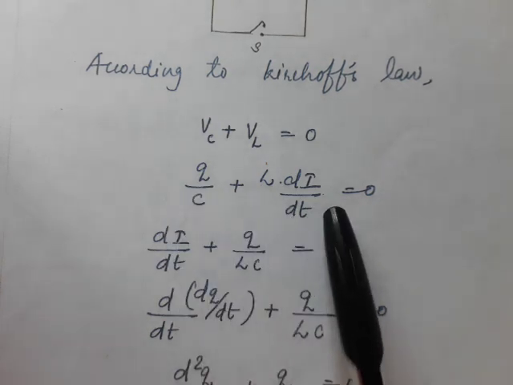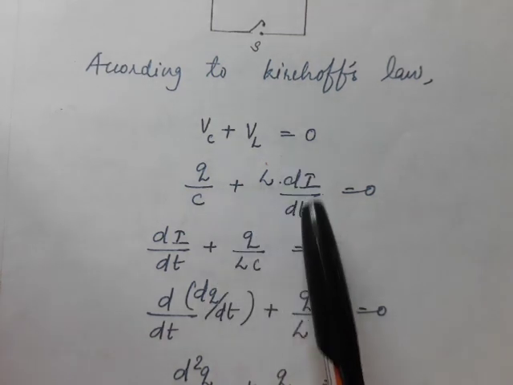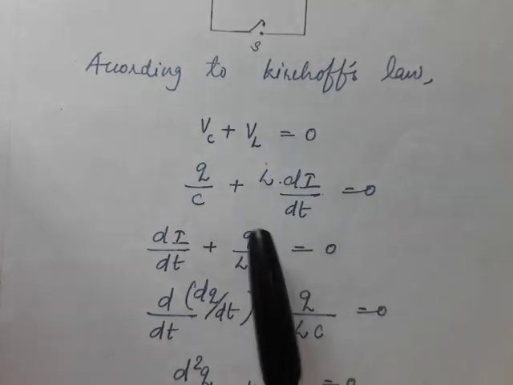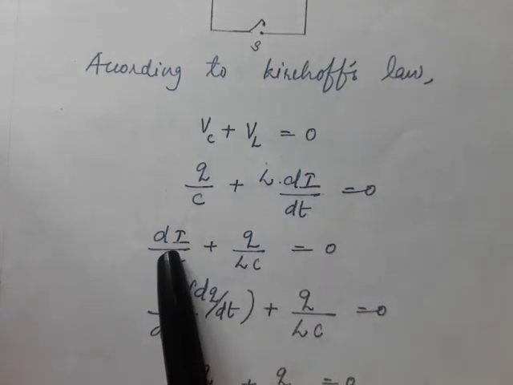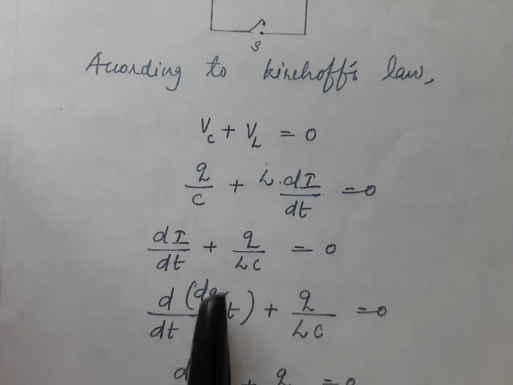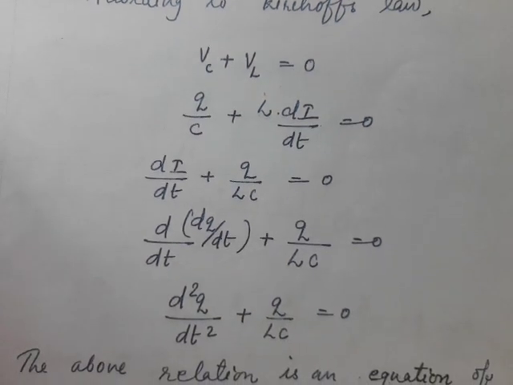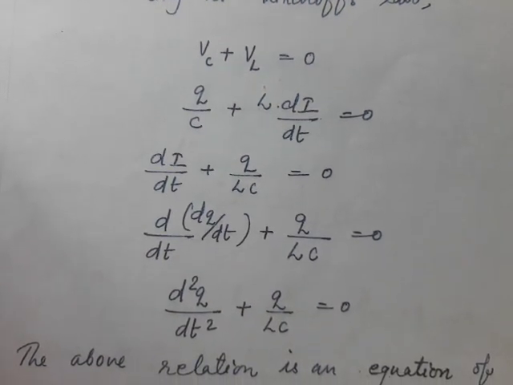We'll divide this equation throughout by L. Then it becomes Q by LC plus di by dt equal to 0. That term di by dt is written here and Q by LC is written here, equal to 0. Then we know from the basic definition that current is charge by time. So we can write I as dq by dt. So d by dt of dq by dt plus q by LC is 0. So it will become d square q by dt square plus q by LC equal to 0.